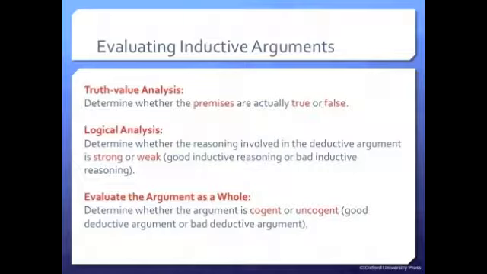Finally, we also discussed how we evaluate the argument as a whole of inductive arguments as well. In evaluating the argument as a whole, as with deductive arguments, we bring together the truth value analysis and logical analysis in order to determine how good the argument is as a whole. When doing so, what we're interested in is whether the argument is cogent or uncogent. Cogent or uncogent refers to the quality of the argument as a whole. Cogent arguments are good inductive arguments, and uncogent arguments are bad inductive arguments. This is similar with deductive arguments. However, with deductive arguments, we use the words sound and unsound to refer respectively to good deductive arguments and bad deductive arguments.